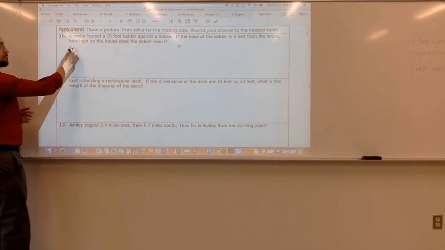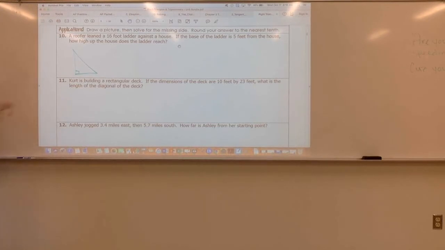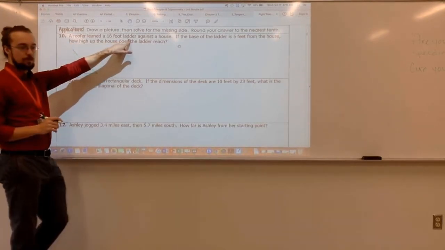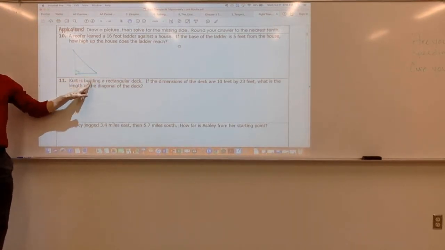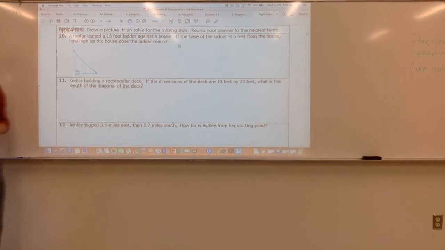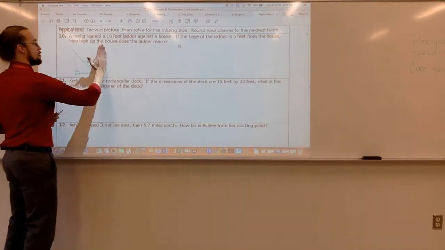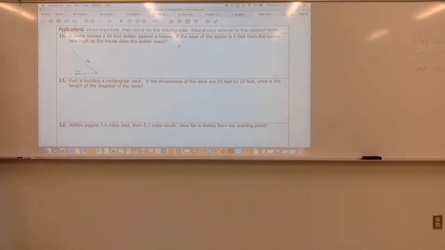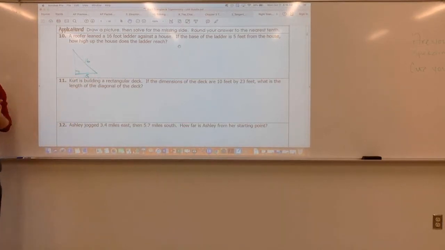Alright, so model this using a right triangle. We know that the ladder is 16 feet. So where should that 16 go? Is that this leg, the hypotenuse, or the bottom leg? 16 is the hypotenuse, because that's the ladder, and we're saying the ladder leans up against the house. The 5 goes on the bottom. The base of the ladder is 5 feet from the house. So our goal is to figure this height out, how high the ladder reaches up on the house.